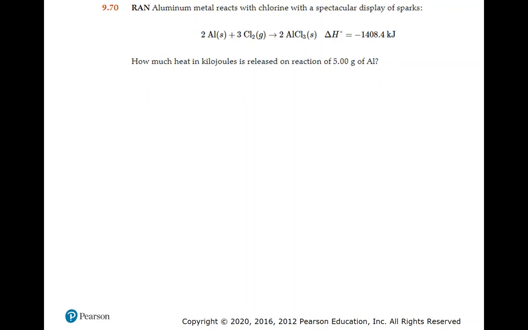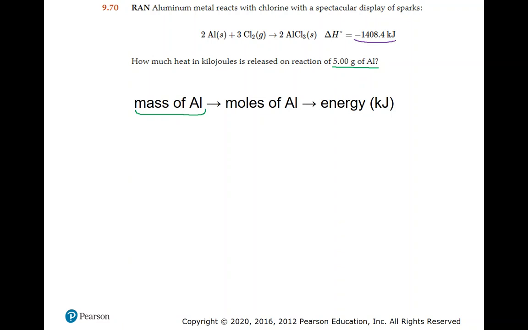Alright, hopefully you've had the chance to try this on your own. If we go ahead and sketch out how we're going to figure out this information, we were given a certain mass of aluminum, and we were given the enthalpy change for this reaction, which is negative 1,408.4 kilojoules, and the fact that it's negative means that this is an exothermic reaction. So this enthalpy change is going to allow us to convert between moles and kilojoules, and we want to know how many kilojoules are going to be produced.